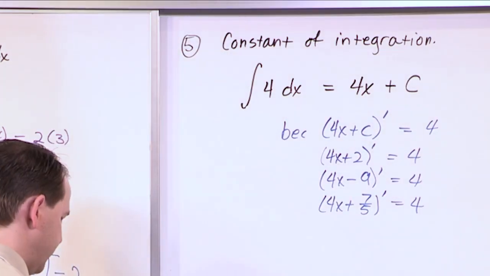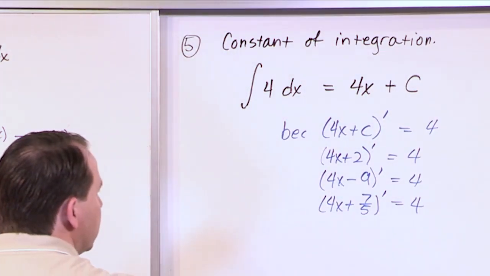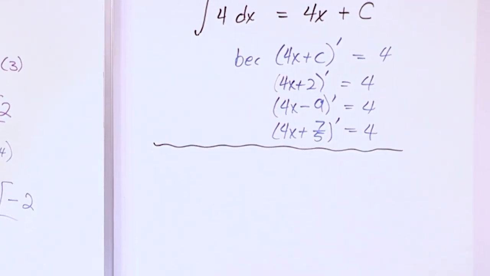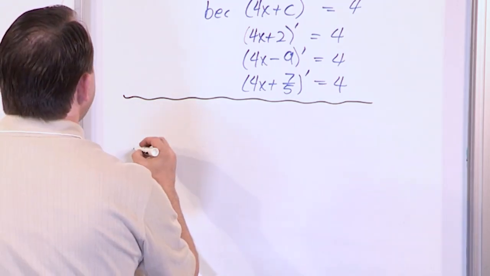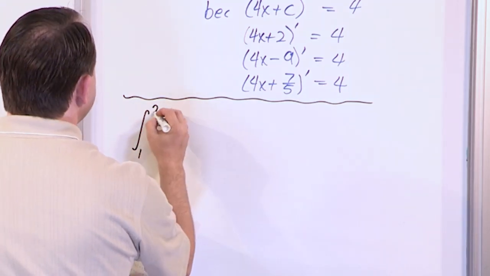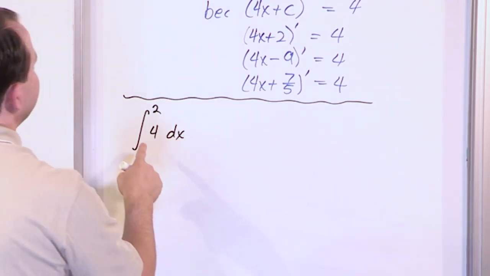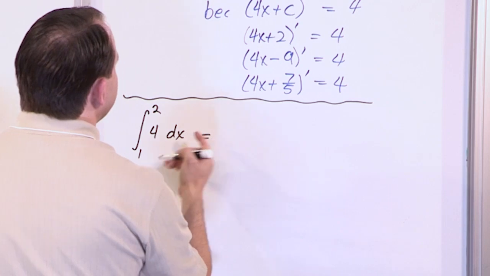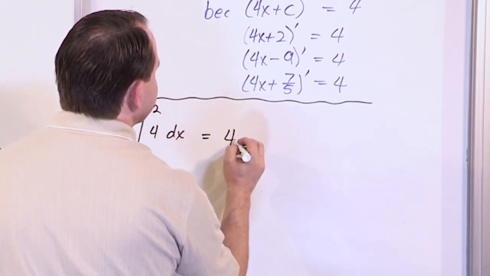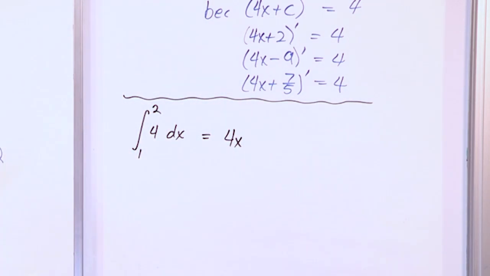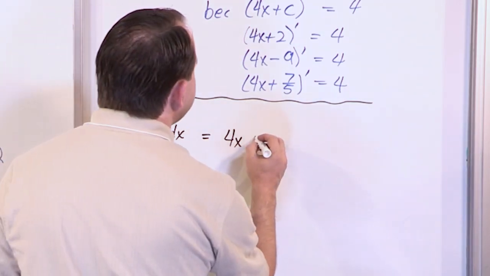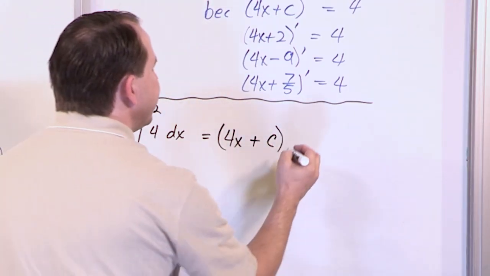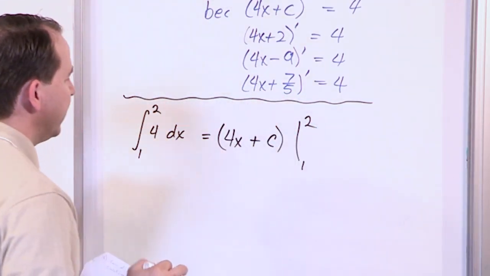Now let me pause from that and show you what it looks like when you have a definite integral, and then we'll kind of round out this section here. What if we had the integral from 1 to 2 of 4 dx? So it's the same exact integral as before, but we're going from 1 to 2. And I said, well, what is the answer here? We said it was 4x, right? And now I'm telling you there's this constant of integration. So let's just go ahead and include it in the answer. 4x plus c. That is our antiderivative, right? And we still need to evaluate it from 1 to 2. So let's see what happens.